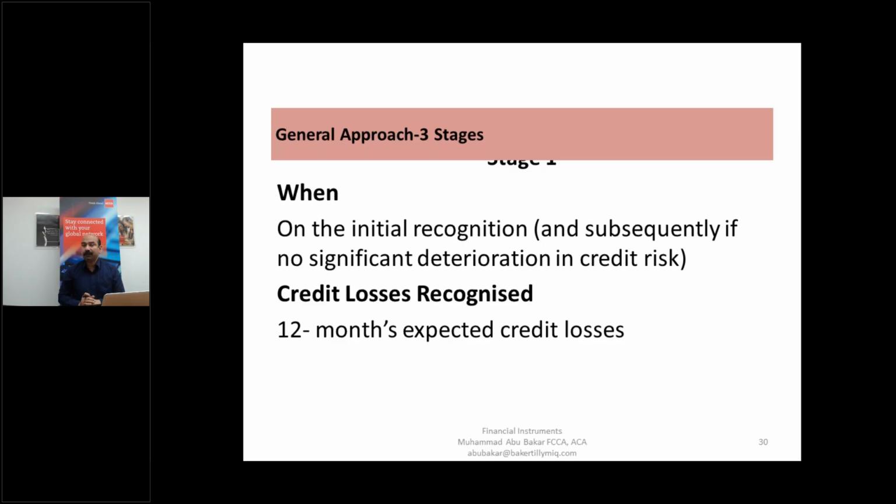Then at each reporting date, the financial asset's credit risk will be assessed. If there is no significant increase in credit risk since the initial recognition, or the financial asset is deemed to be low credit risk, it remains in stage 1 of the model. 12-month expected credit losses shall be recognized at the reporting date. So this is stage 1.